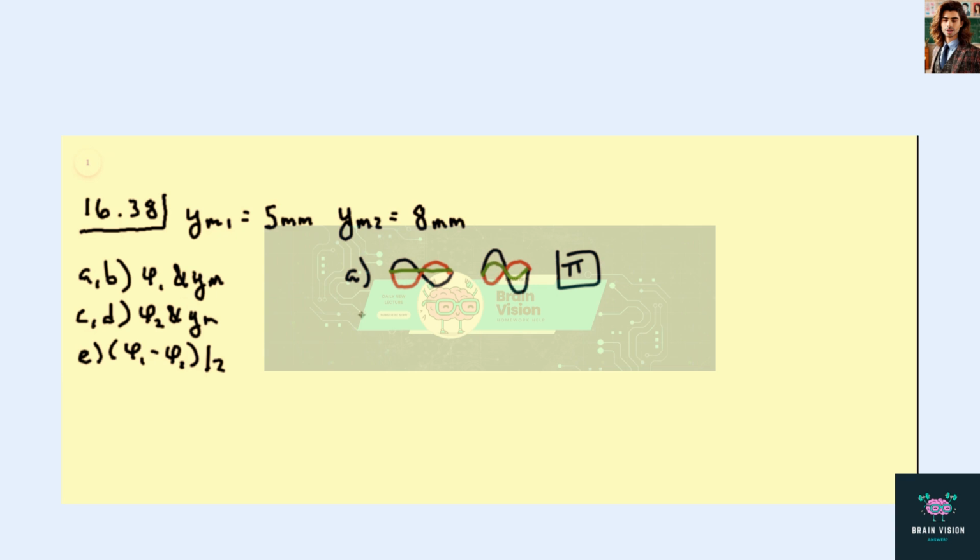So now in this case, because they're exactly out of phase, we can actually see graphically from this, you can just subtract the two amplitudes to find the resultant one. So 8 minus 5 is 3 millimeters.